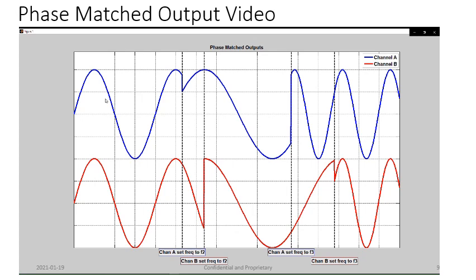So here in the beginning, we have both channels running at the same frequency F1. As we can see, the relative phase between the two signals is 0 degrees. The peaks of both signals match.